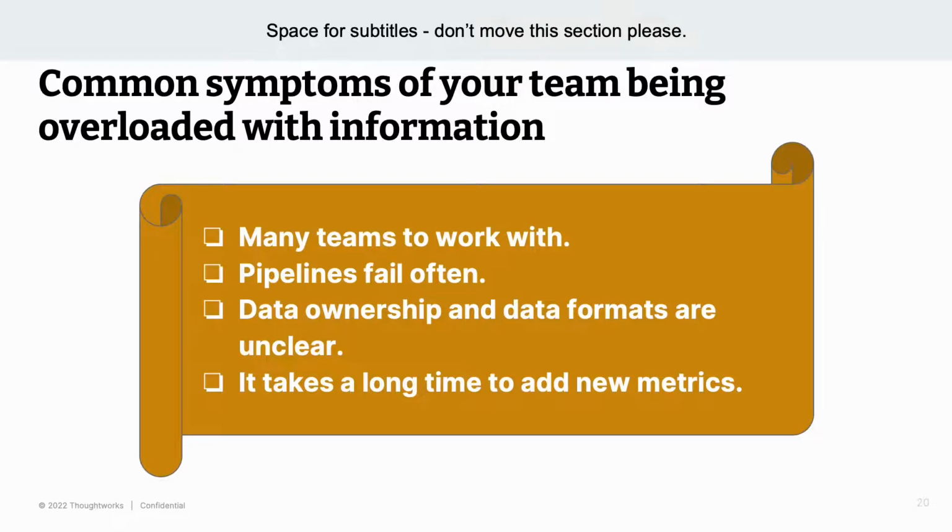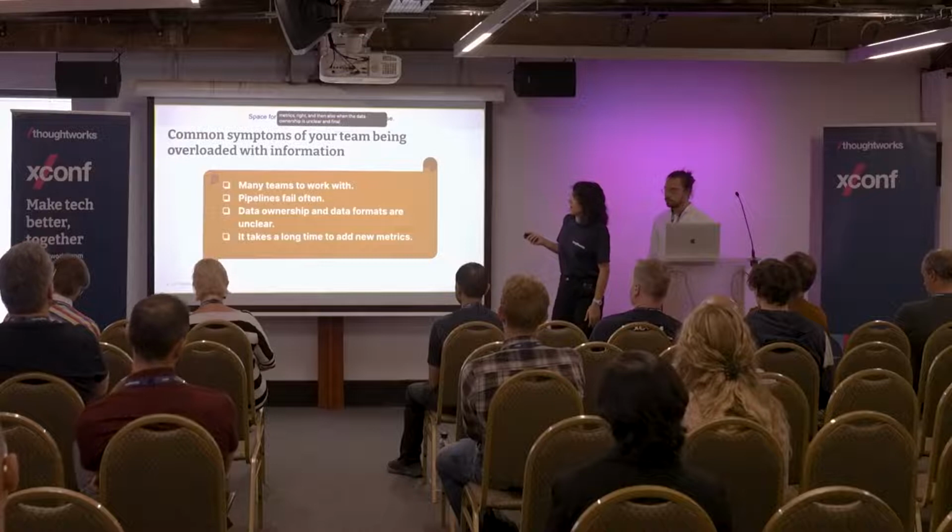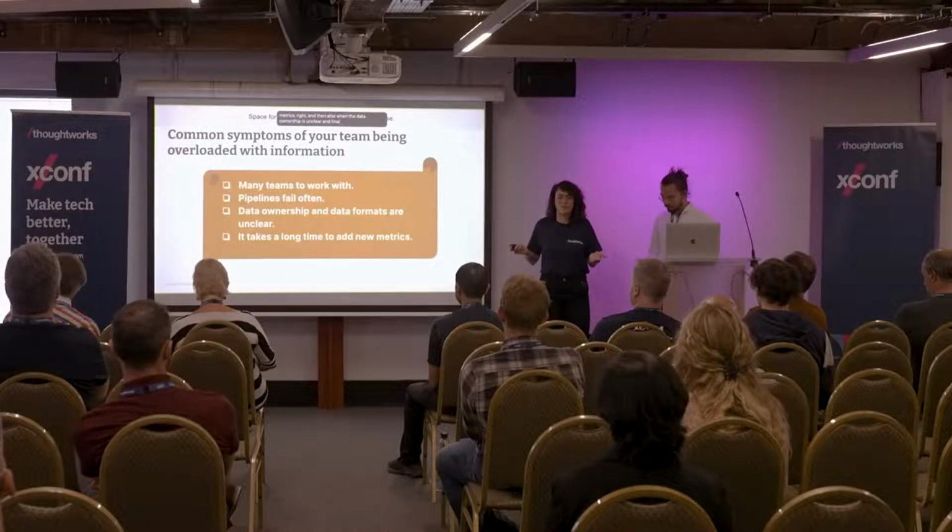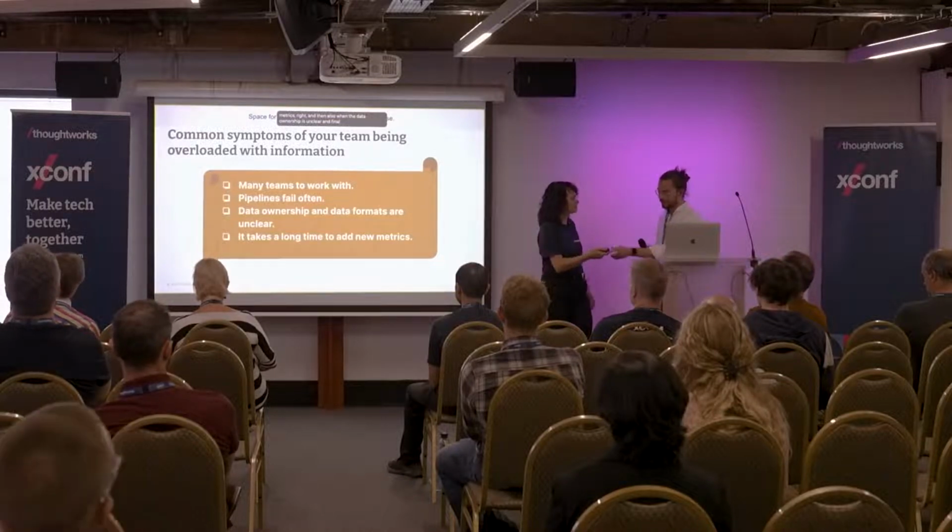So when you have to work with many teams, if the pipeline fails very often, you also have to fix these problems on many metrics, right? And then also when the data ownership is unclear, and finally when it's taking very long to build a new metric. And how can we solve all of these issues, Arne?